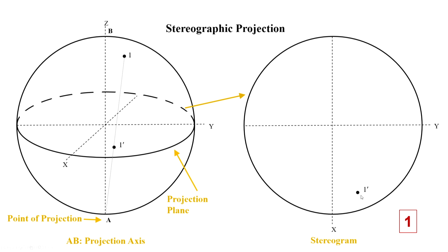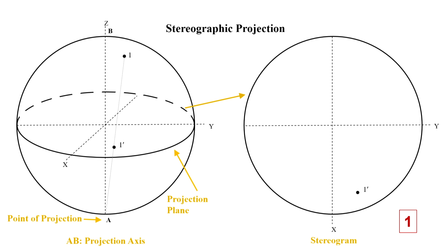Now, in this case, if I consider this 1 prime to be a point in the upper hemisphere, it will be represented as a dark or filled circle or a black dot, and this is a representation of symmetry 1 or no symmetry at all.